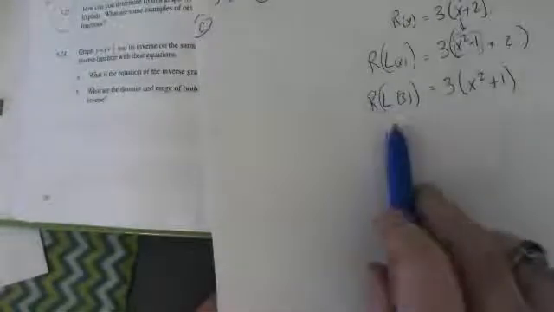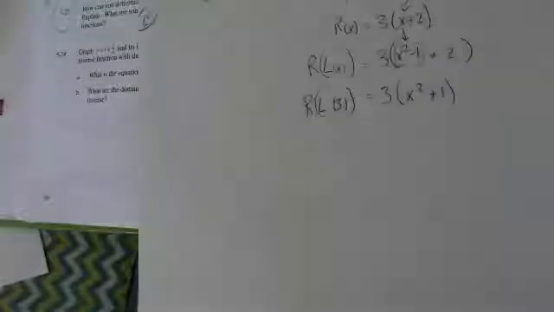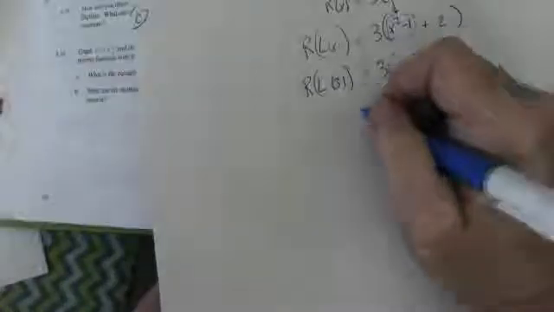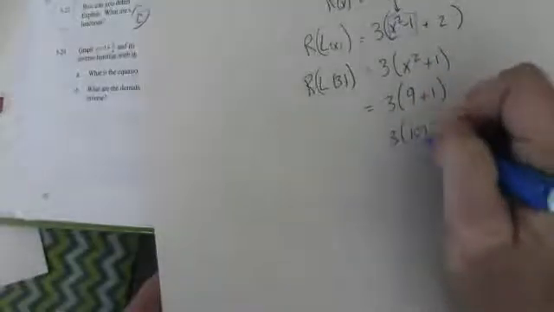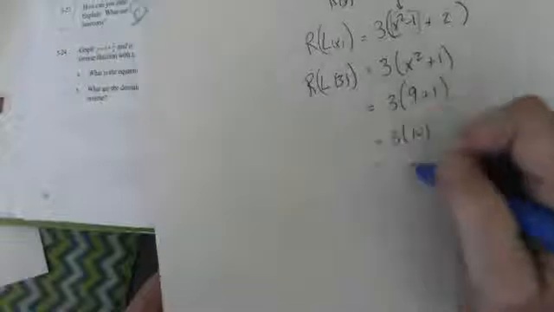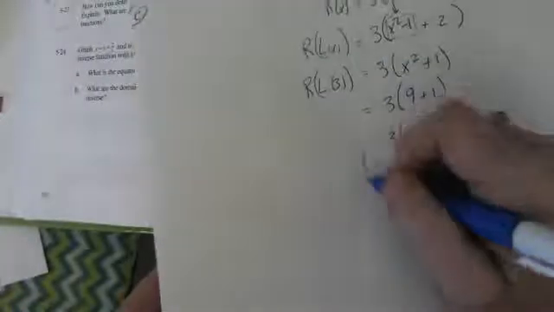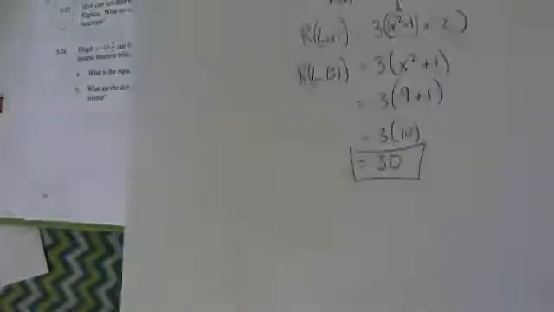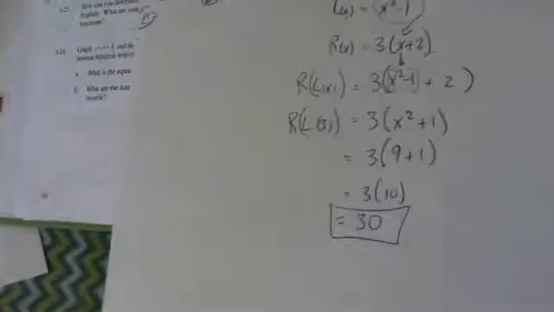If 3 is the initial input, what's the output? So stick a 3 in there. So, R of L of 3, that's a little notation you can use for it. So that's going to be 3 times, well, 3 squared is 9 plus 1, so that's going to be 3 times 10. Did anyone get 30? Okay. So there's that, and that's the notation that you can use for that kind of stuff.